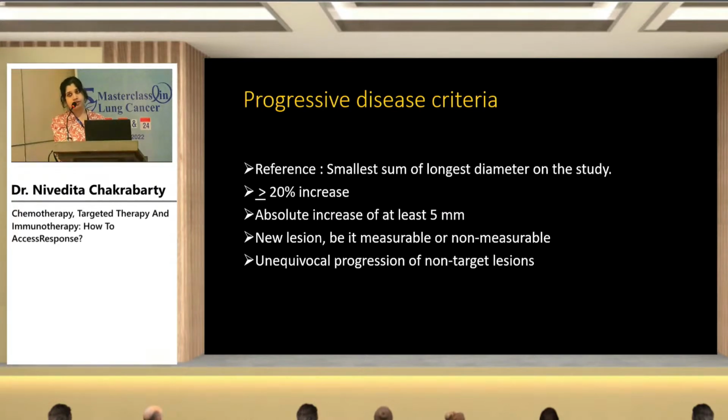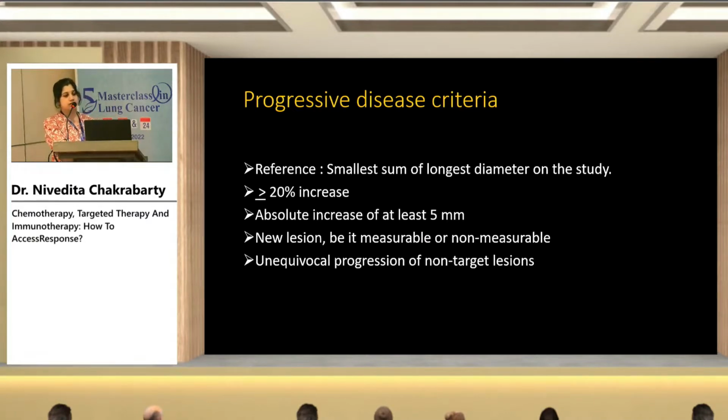We should always refer to the smallest sum of long axis diameter. If that is the baseline study, then we'll have to compare it with the baseline study. If it is any other smallest diameter while on treatment, then we'll have to compare with that particular scan, which may not necessarily be the immediate prior scan. So that has to be borne in mind.